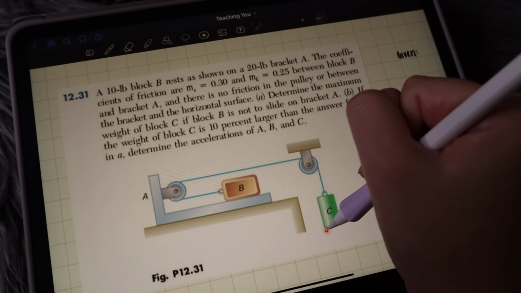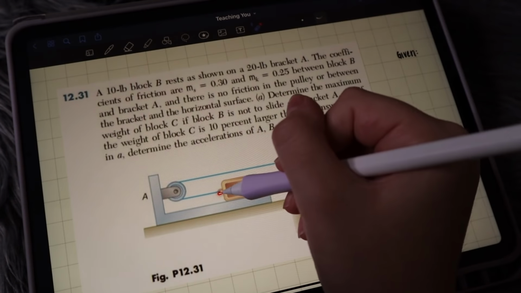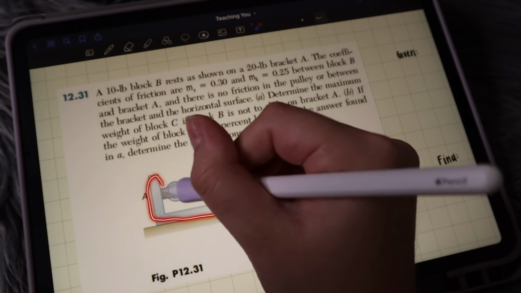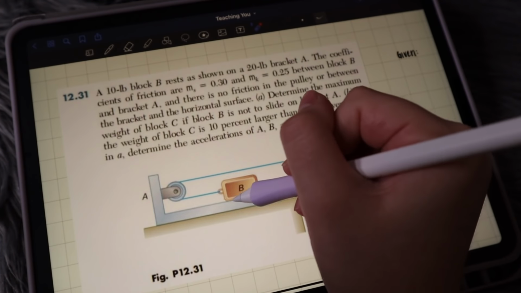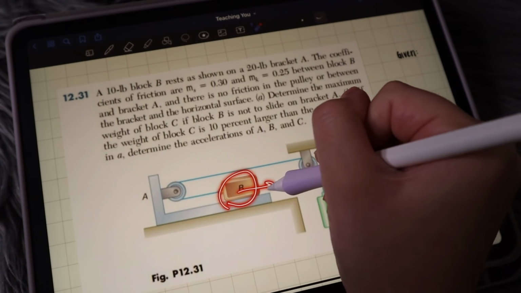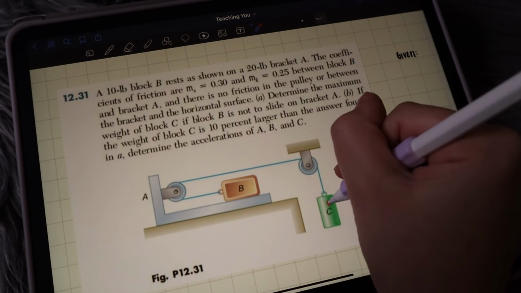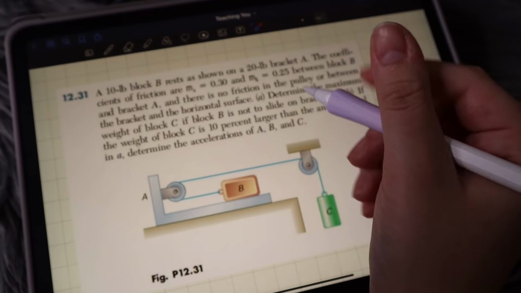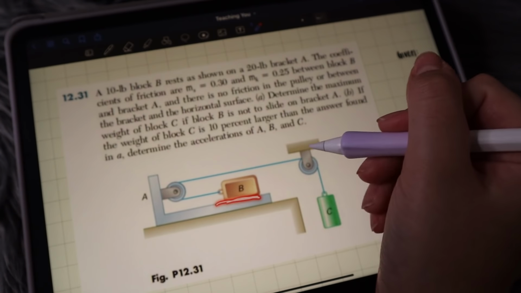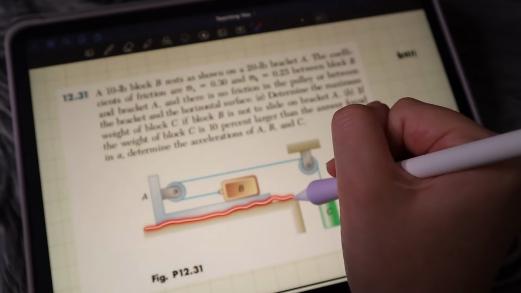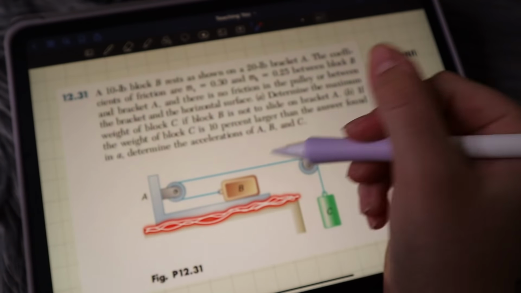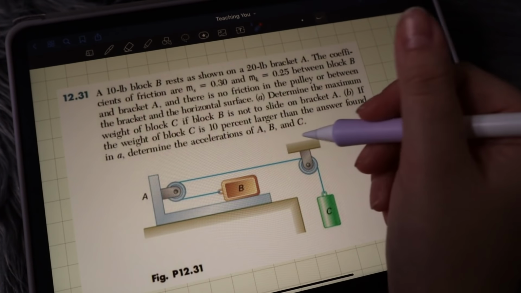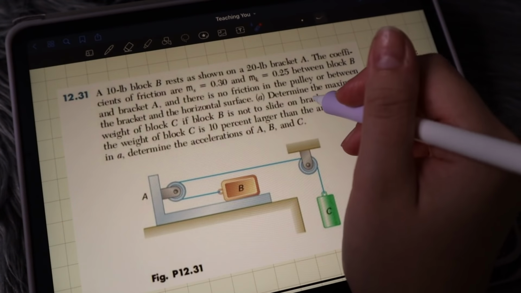So we want to know the maximum weight so that B does not move with respect to A. So this is A, this is B, so we want them to pretty much be moving together to the right as C comes down. So B should not be sliding on A because of that friction, right? So there is no friction between the horizontal surface and A, so A is free to move this way. So that's something to keep in mind.